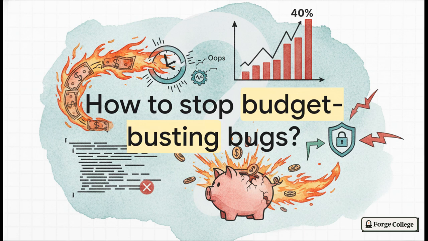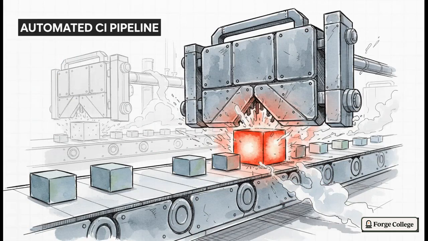So how do we stop these budget-busting bugs from ever reaching production in the first place? Well, the hero of our story is the automated CI pipeline. By scripting a measurement step directly into your continuous integration setup, every single code push triggers a targeted transaction run. If the compute usage grows beyond an agreed-upon tolerance, the build fails. Period. It's a hard gate. Cost regressions simply never see the light of day.